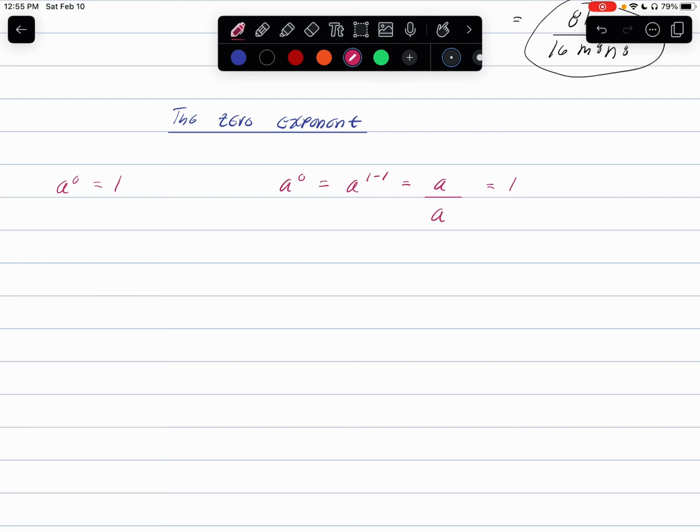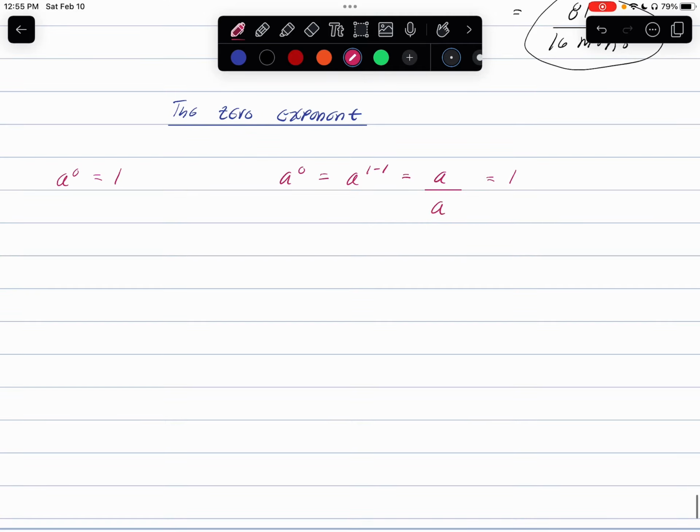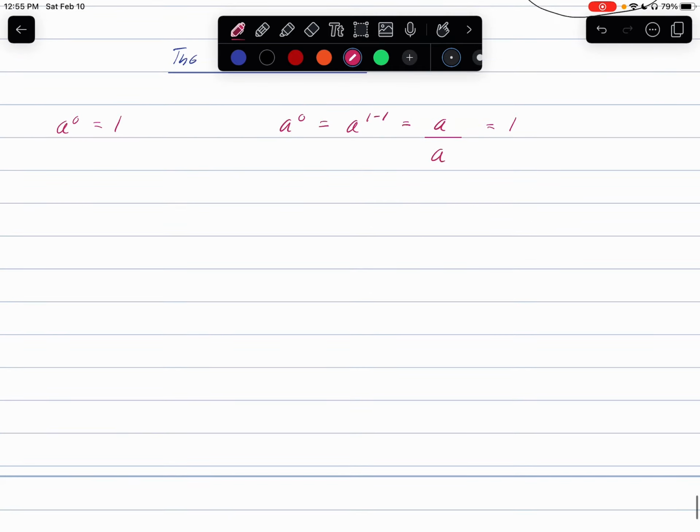So the only exception for this is we have a cannot be 0, okay? So this doesn't work for 0 to the 0, okay? The same approach wouldn't work. So we define this for a not being 0. Anything raised to the 0th power is 1. The reason it wouldn't work for 0, let's say we have 0 to the 0th power, the same approach here. We have 0 to the 1 minus 1, which is 0 over 0. And we can't divide by 0, so we can't do that, right?